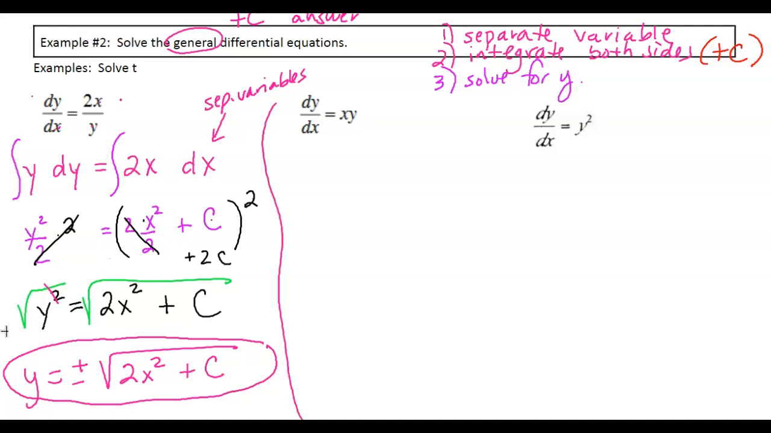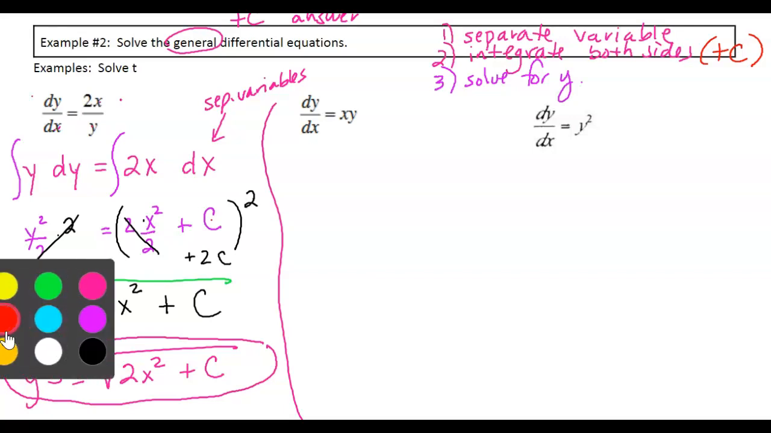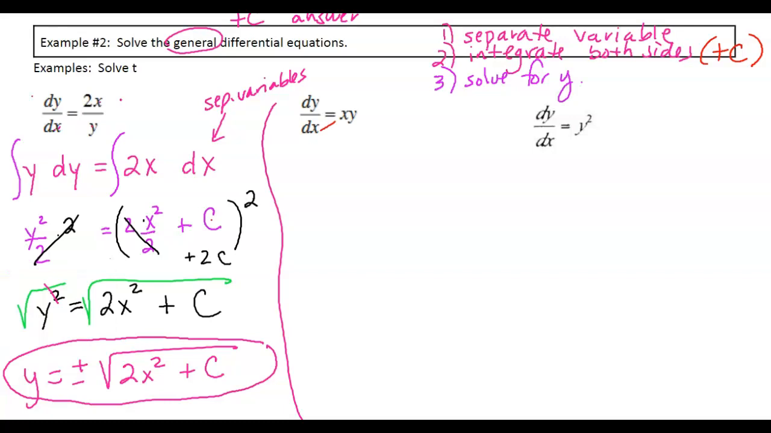All right. Let's go on to number 2. So here's our derivative. We got x times y. So I'm going to go ahead and keep the x. So I'm going to multiply by dx and divide by y. So I write this as 1 over y and then x dx. So that is my variables separated.